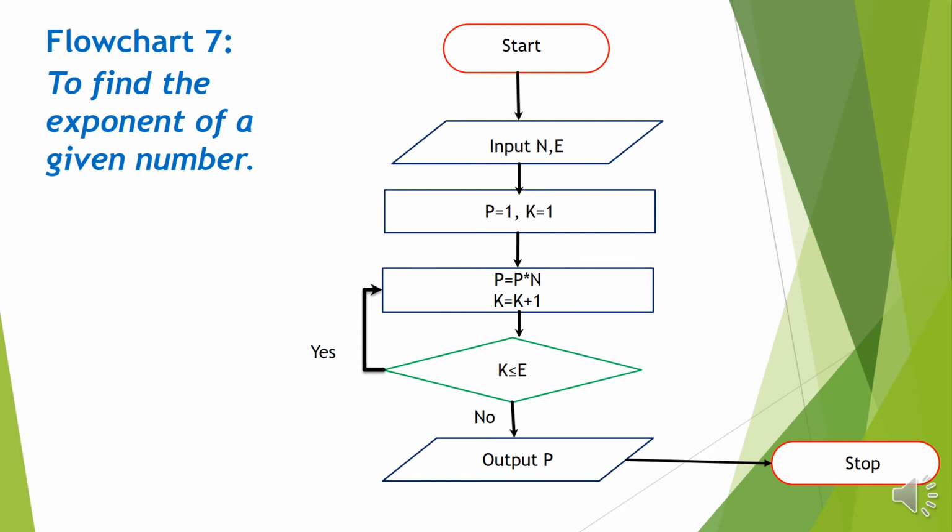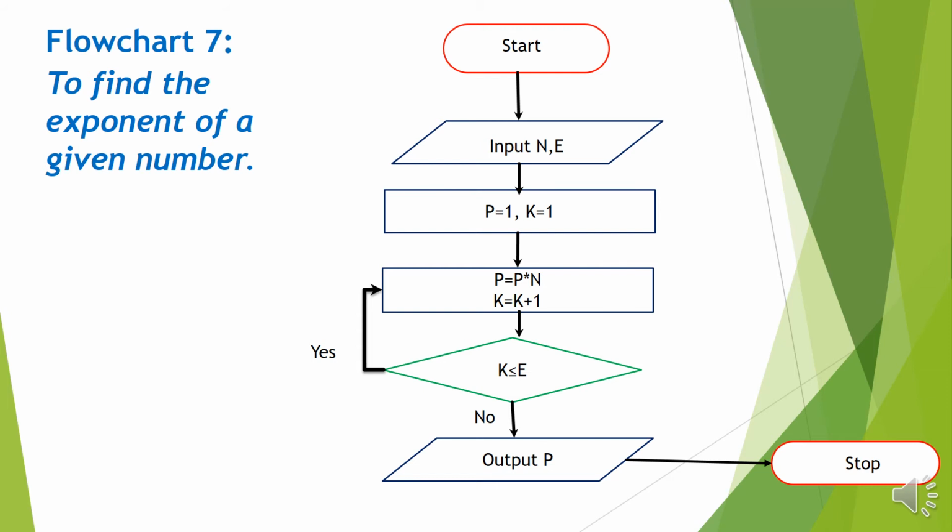exponent of the number. First of all, we will start our flow chart. Then we will take the input. In input, we need two variables. One is n and another one is e. n is basically the number, and e is basically the power or exponent of the variable n.